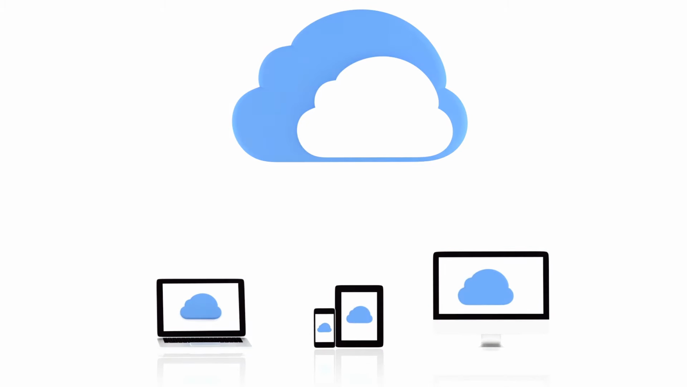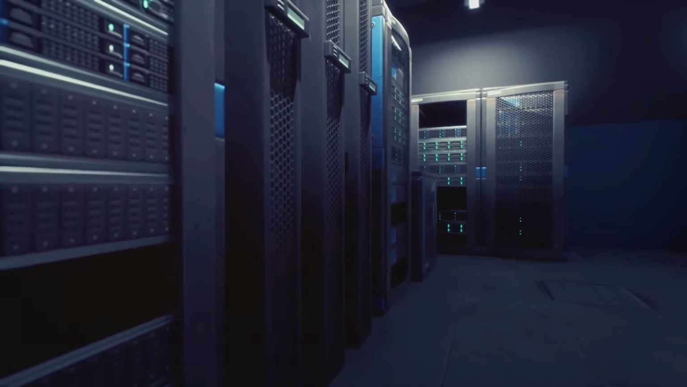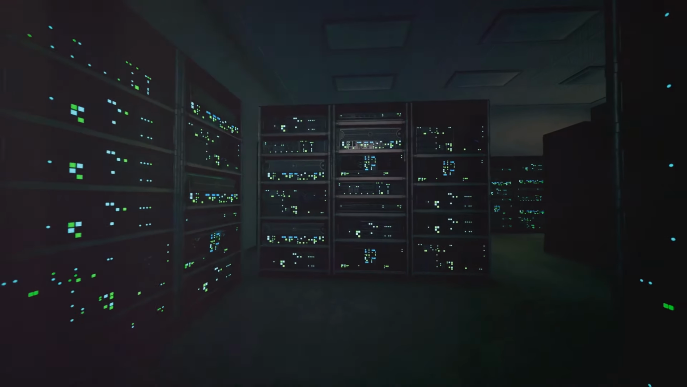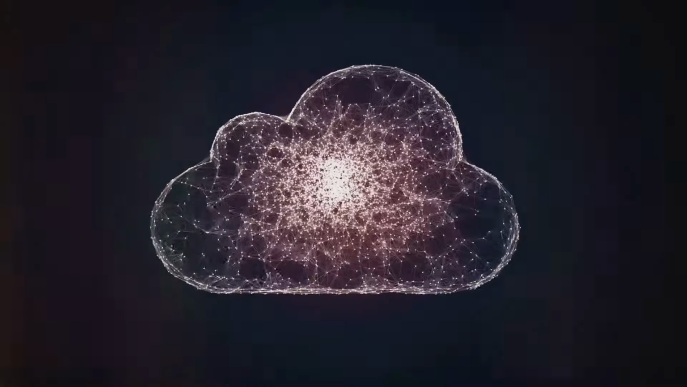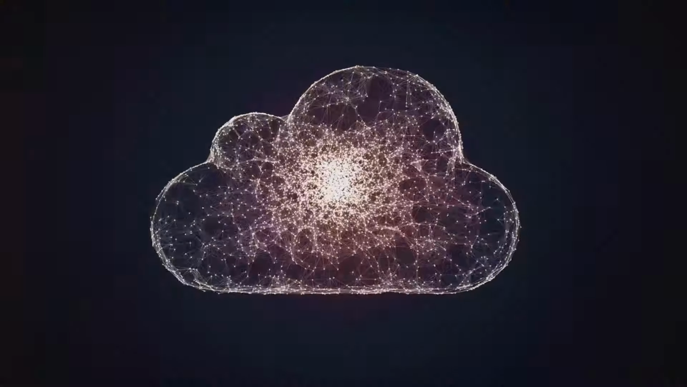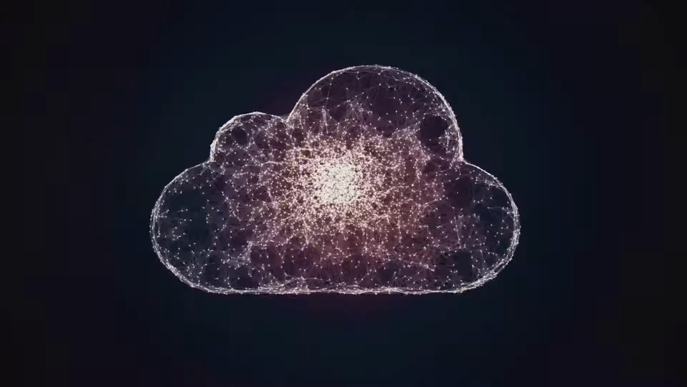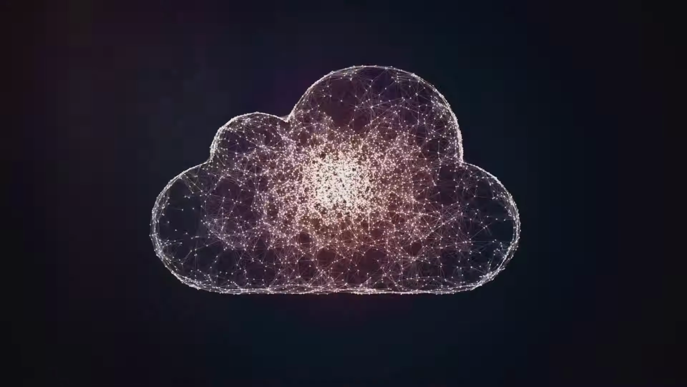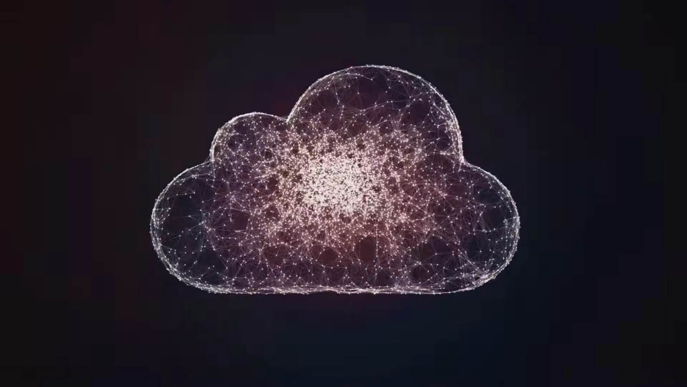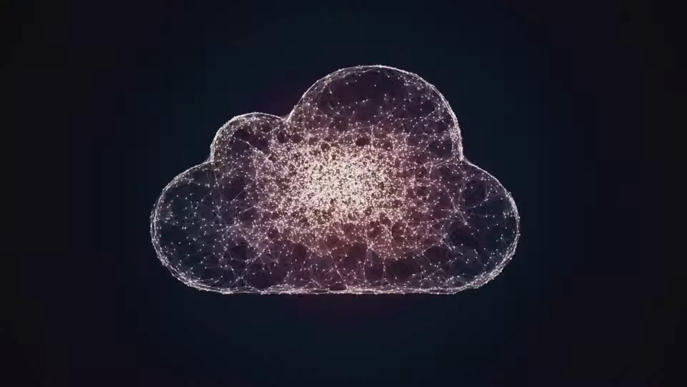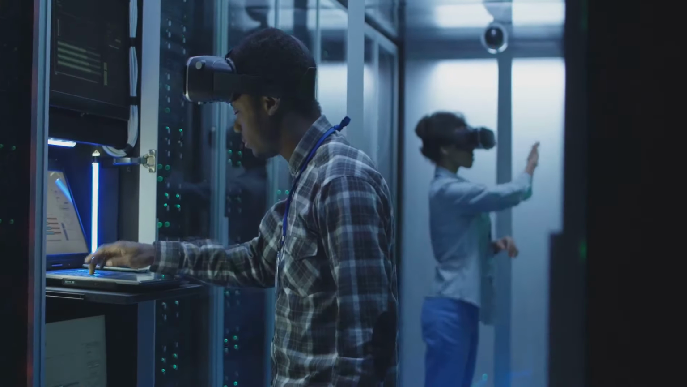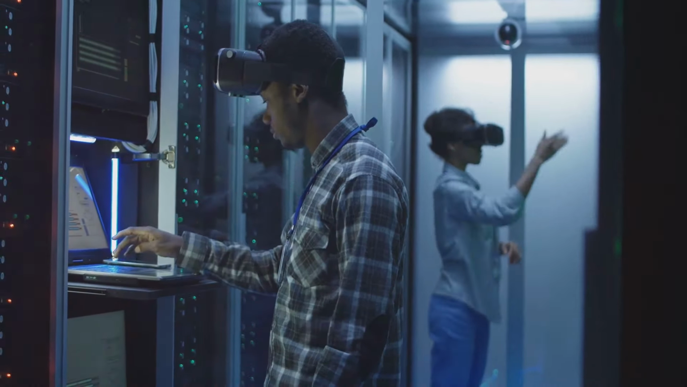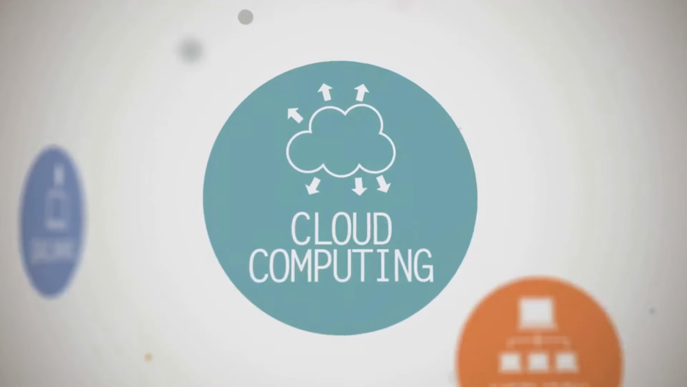Chapter 12, Cloud Computing. Remember those powerful servers we talked about? Well, cloud computing takes the concept of servers and data centers to a whole new level. Instead of owning and maintaining your own servers, cloud computing allows you to rent computing resources, storage, processing power, software from a cloud provider like Amazon Web Services, Microsoft Azure, or Google Cloud Platform. Think of it like renting an apartment instead of owning a house. You get access to the resources you need without the hassle and expense of managing the underlying infrastructure.